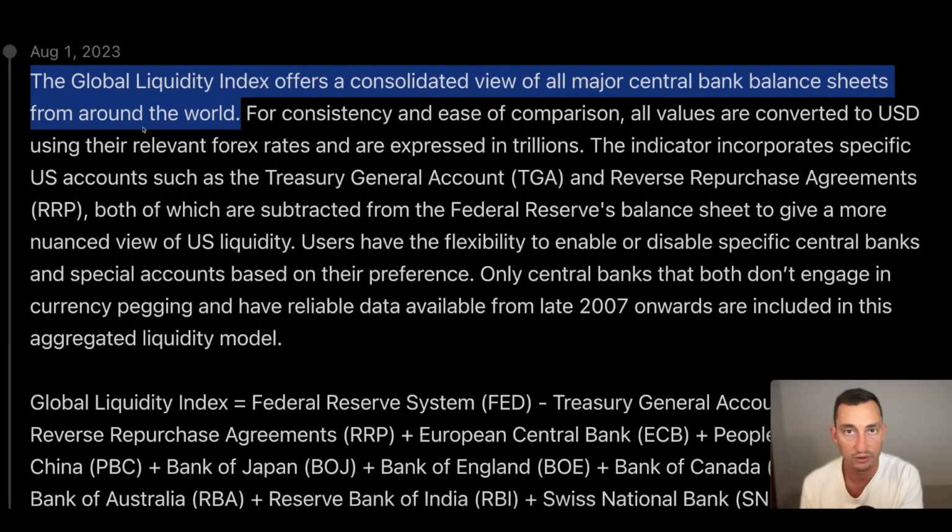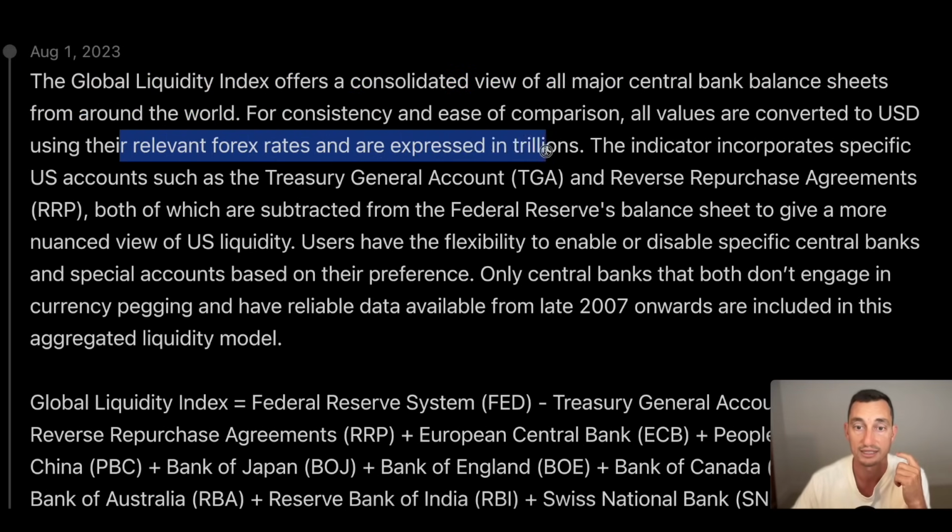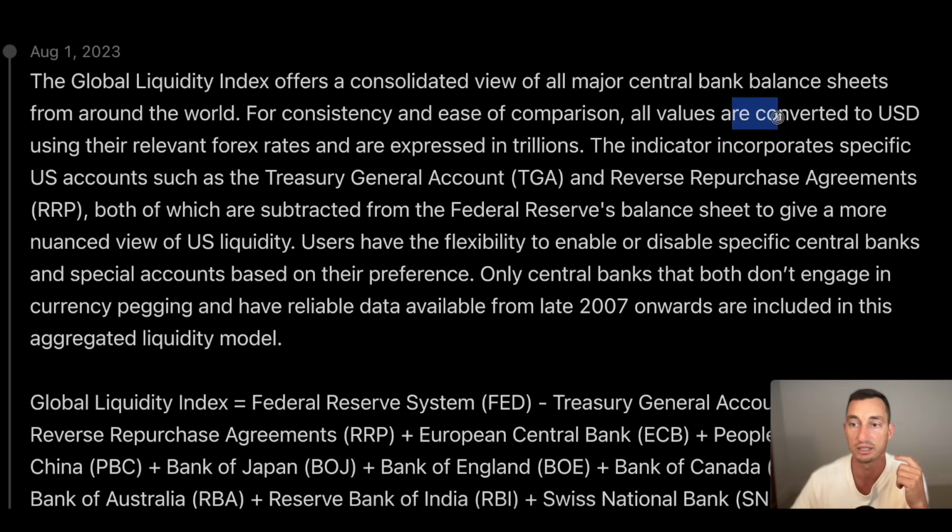So even though we've heard about it so many times, what the hell is the Global Liquidity Index? Well, it offers a consolidated view of all major central bank balance sheets from around the world. So basically all of the money expressed on this chart, at relevant forex rates, is all converted to USD, and the number on the side is expressed in trillions. Now I'm going to use a percentage just because it's easier to read. Otherwise, with the trillions, between 31 and 29 trillion is a pretty significant number, but it's a bit difficult to read. So we're going to use percentages for the analysis coming up.